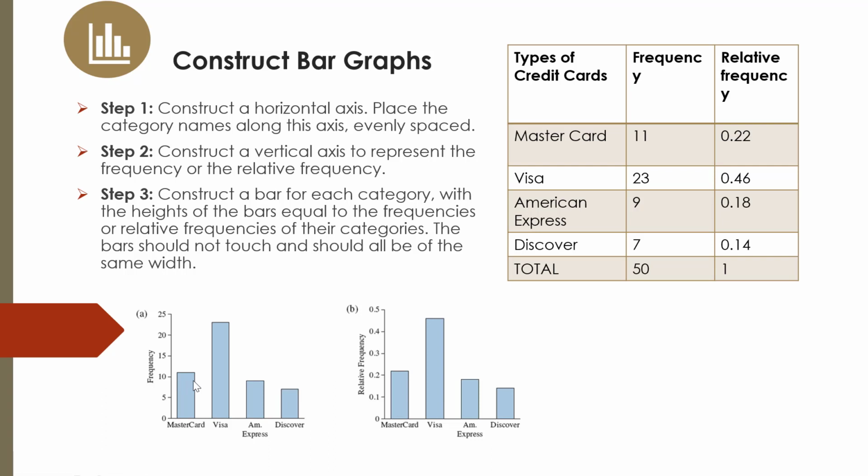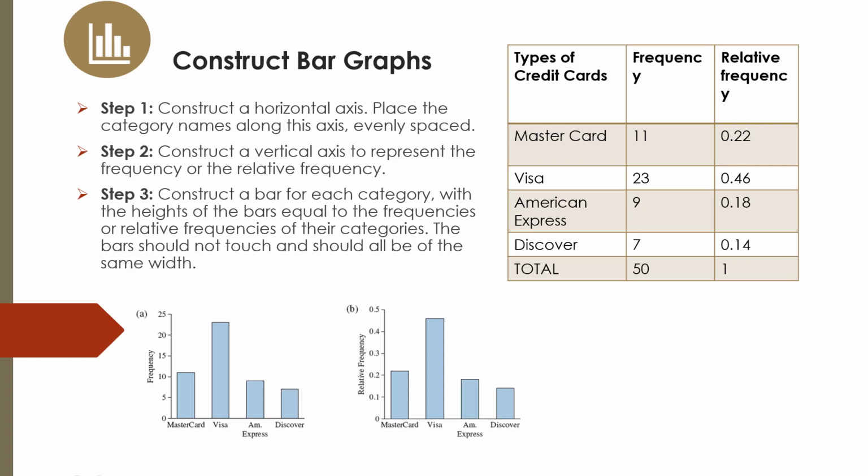So for each bar, the height of the bar is the frequency or the relative frequency of its category. And you see here the bars are not touching each other, and the space between them should be the same. Like the space between MasterCard and Visa is the same as the space between Visa and American Express, and the same as the space between American Express and Discover. So that's how we construct the bar graphs.